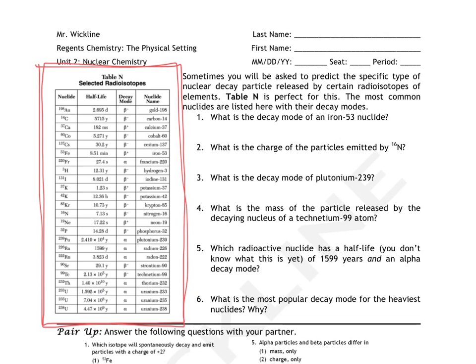So sometimes you'll be asked to predict the specific type of nuclear decay particle released by certain radioisotopes of elements. Table N is perfect for this because otherwise you might be flummoxed by this question. What is the decay mode of an iron-53 nuclide? It's awfully specific. No one can memorize that much information. So when you're asked for the decay mode of an iron-53 nuclide, make a little alarm go off in your brain that you've been asked something very specific, so please check a reference table. Table N is that table.